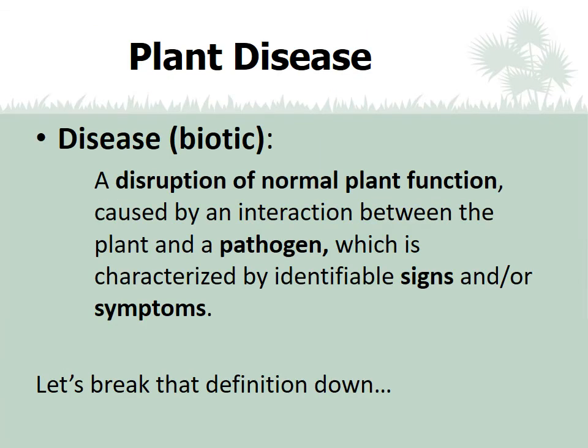So plant diseases, in this case the biotic ones, are considered a disruption of normal plant function caused by an interaction between the plant and a pathogen, which is characterized by identifiable signs and/or symptoms. And so we'll break this definition down, but really want to focus on how the plant is going to be disrupted by said pathogen and talk about the characteristic signs and symptoms of each disease as we move forward.